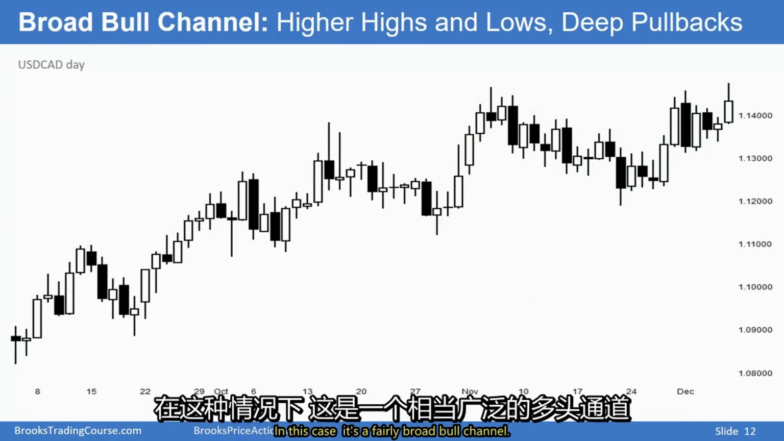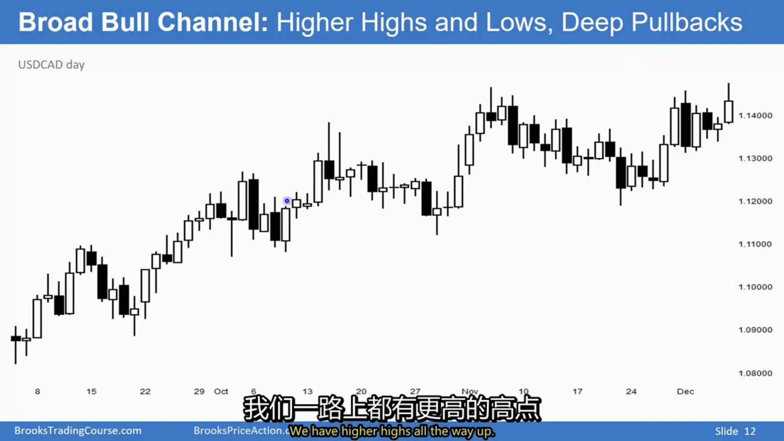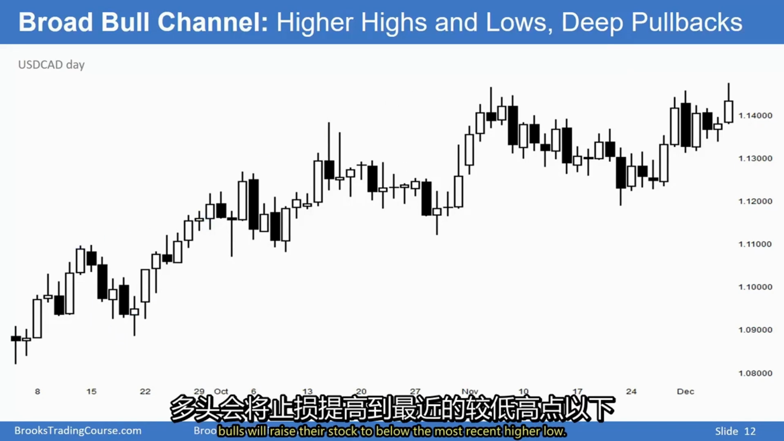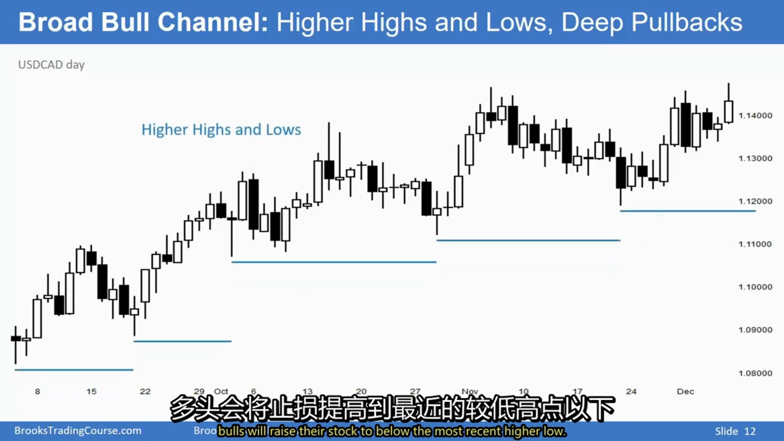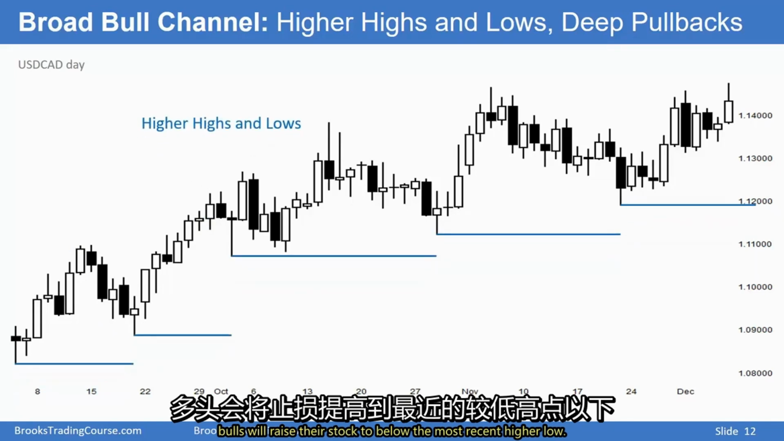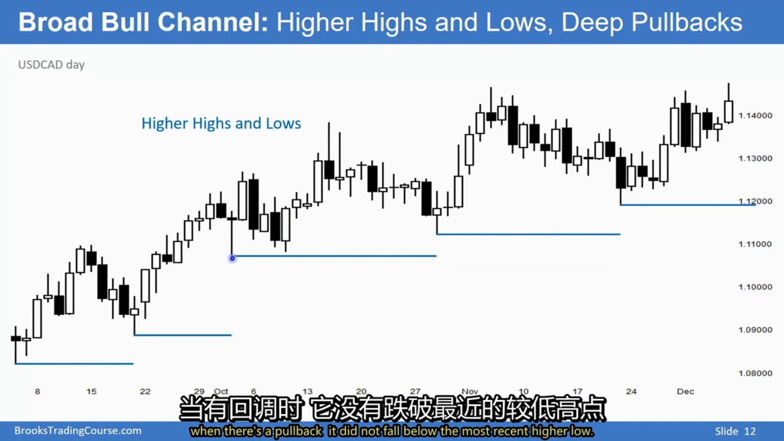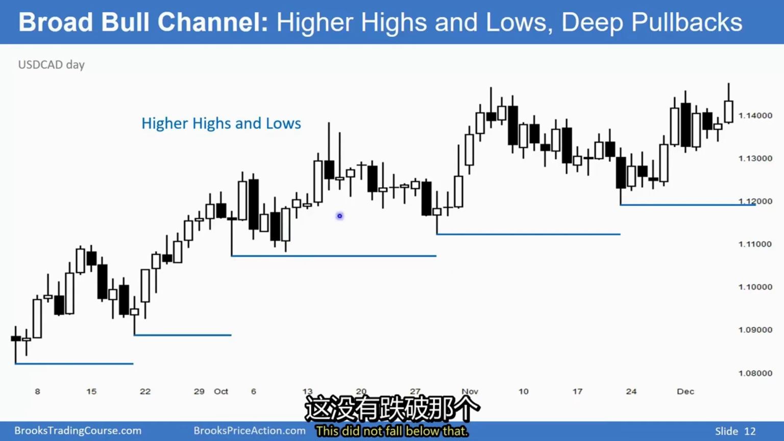Bull trend, in this case, it's a fairly broad bull channel. We have higher highs all the way up. We have higher lows all the way up. And after each strong breakout to new high, bulls will raise their stop to below the most recent higher low. And you can see, after each strong breakout to a new high, when there's a pullback, it did not fall below the most recent higher low. This did not fall below that.